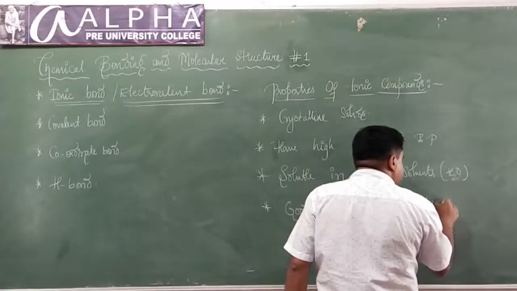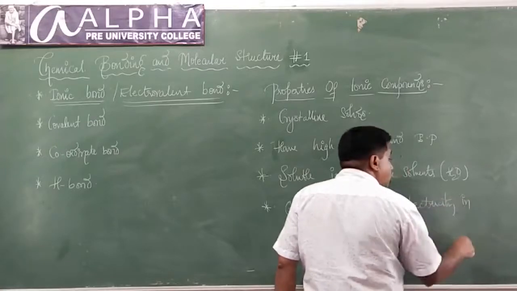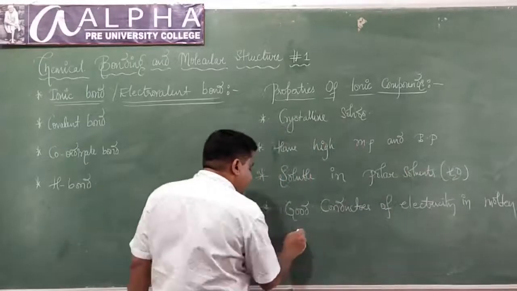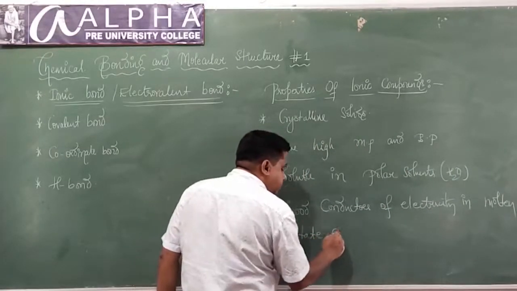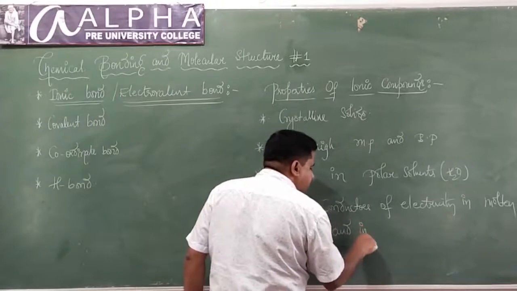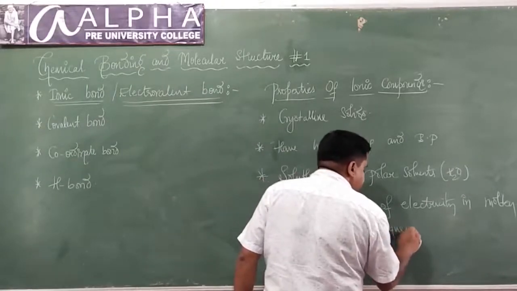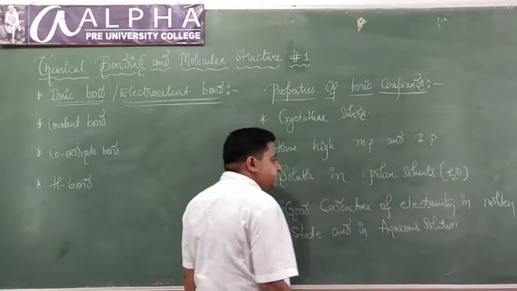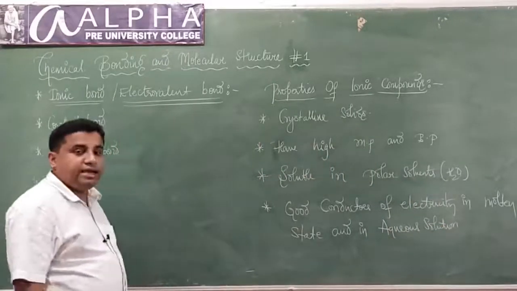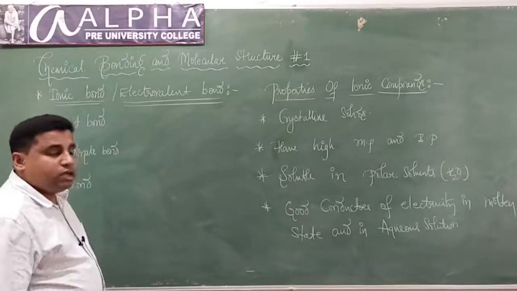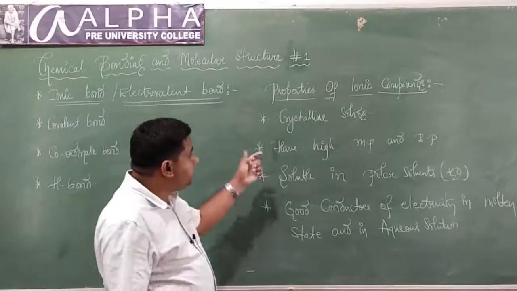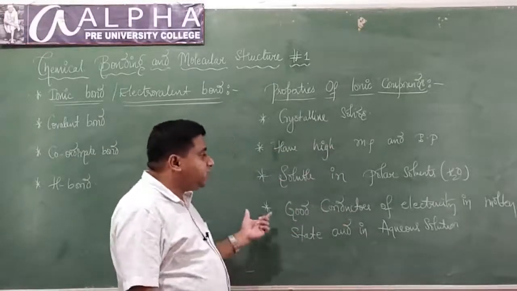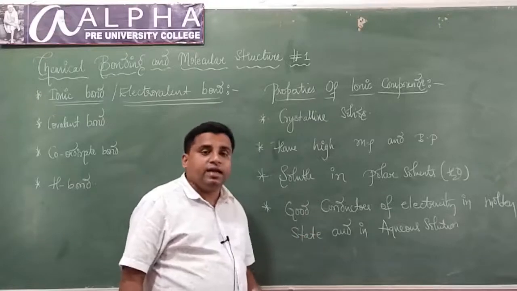They are good conductors of electricity in molten state and in aqueous solution. So they are usually crystalline solids. They have high melting point and boiling point. They are soluble in polar solvents. They are good conductors of electricity in molten state and in aqueous solution.